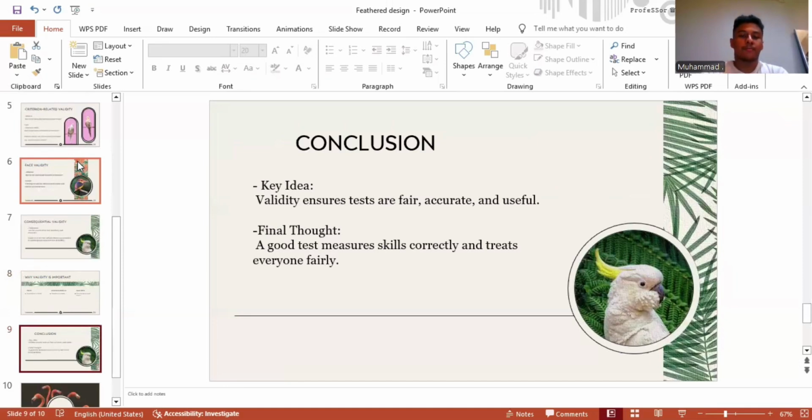The conclusion. Key idea: validity ensures tests are fair, accurate, and useful. Final thought: a good test measures skills correctly and treats everyone fairly.